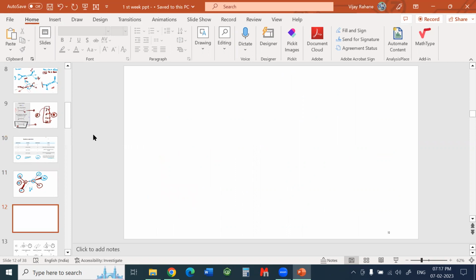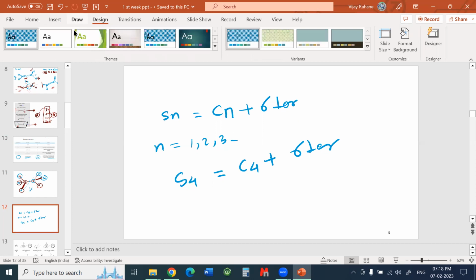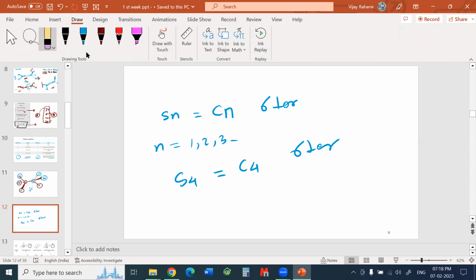Insert one slide. We need to perform an SN operation. So SN, what does it mean? SN means we need to perform a CN plus sigma perpendicular, right? N means 1, 2, 3, obviously a number. Let's say that we need to take an S4 operation, right? So for S4, we need to take the C4, then we need to take the sigma perpendicular, and only then are these two operations performed. First, we take the C4 and then sigma perpendicular.